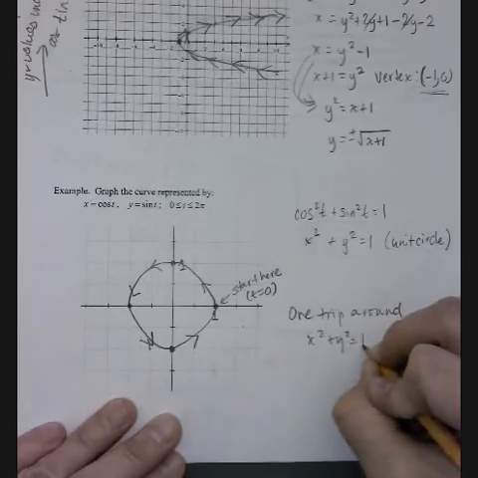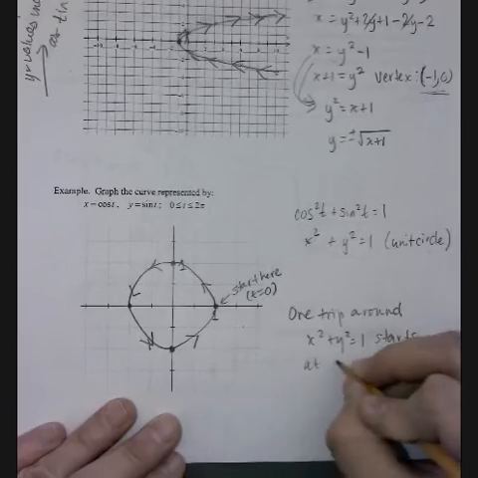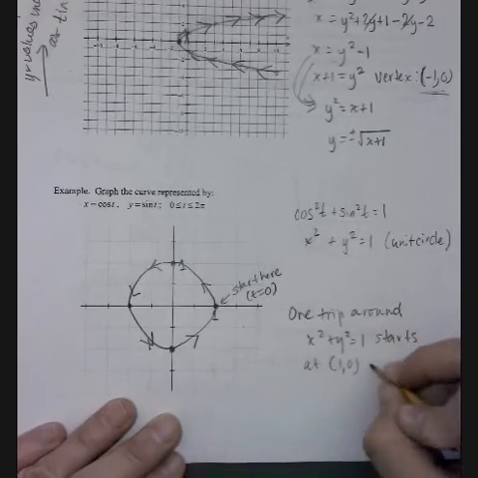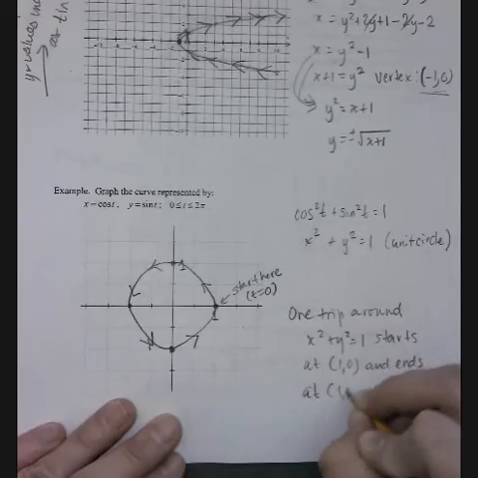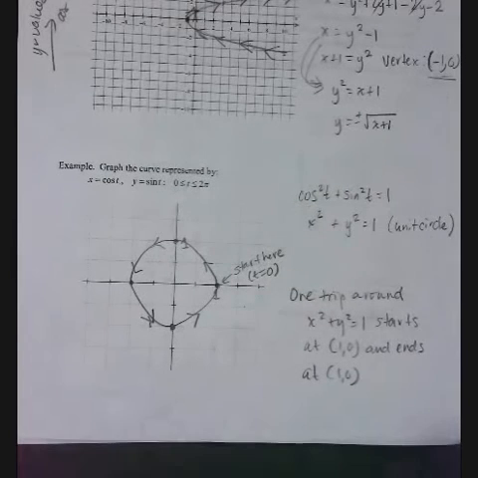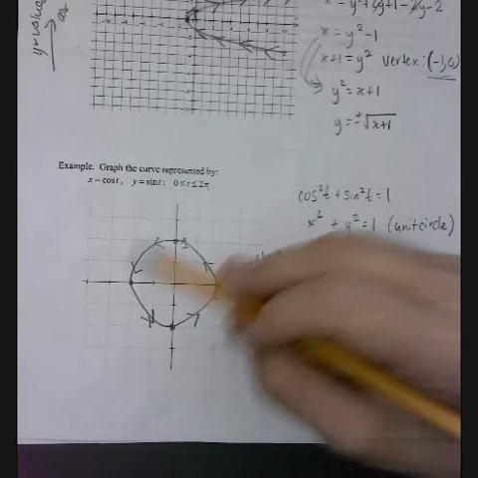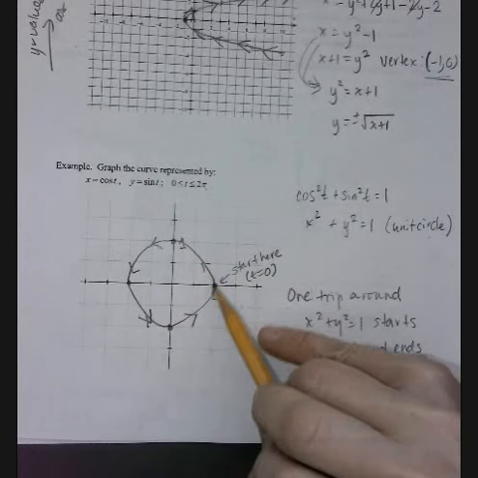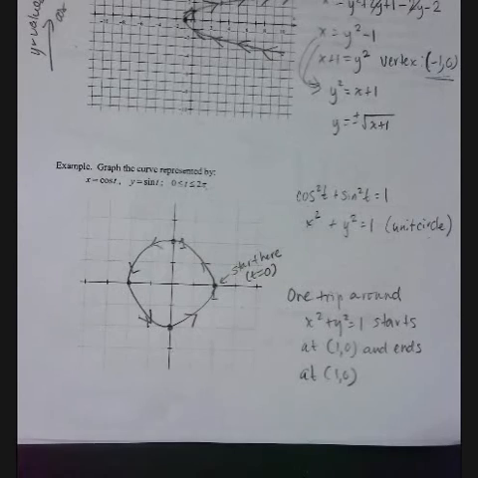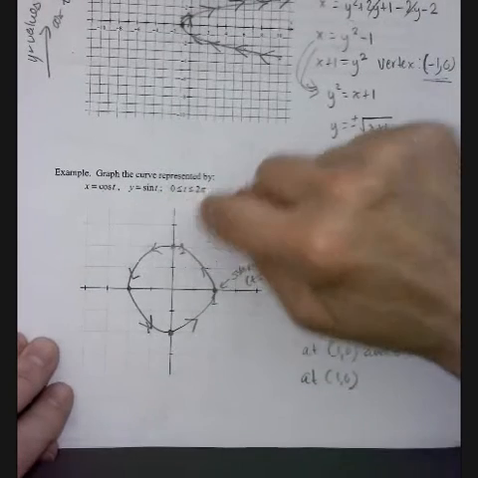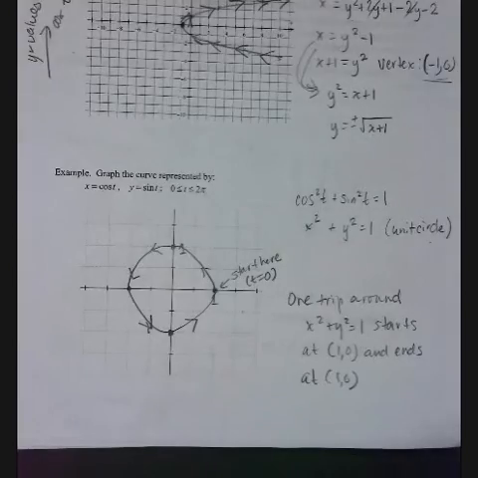And that starts at (1, 0) and ends at (1, 0). If this went to 4 pi, it would be 2 trips around, right? If this goes to infinity, it just keeps going around and around. So you have to look at this restriction to describe the curve, how the curve is being traced, I should say.